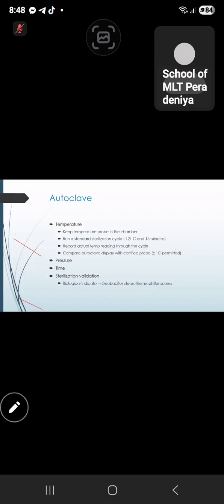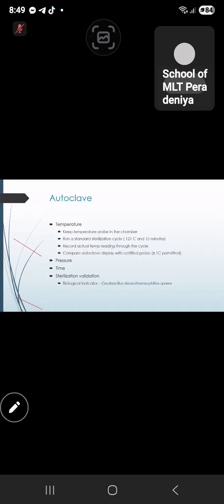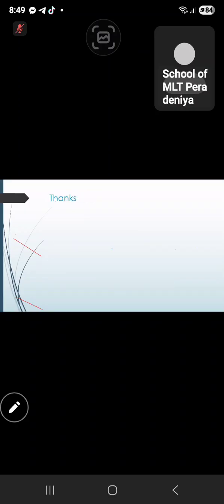So the temperature is important, and for the sterilization validation, you all know that Stereothermophilus spores is the organism used to check the sterilization. So that is what we want. But the calibration is, we do these three parameters: temperature, pressure, and time. So that's all about this equipment, care and maintenance.